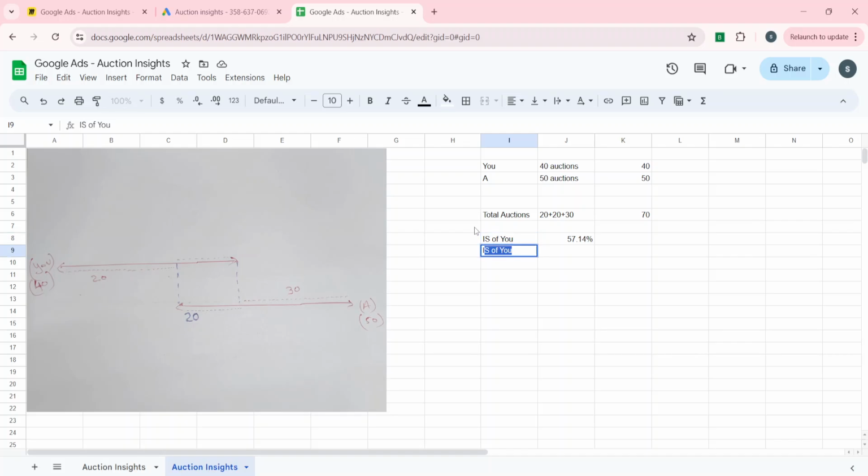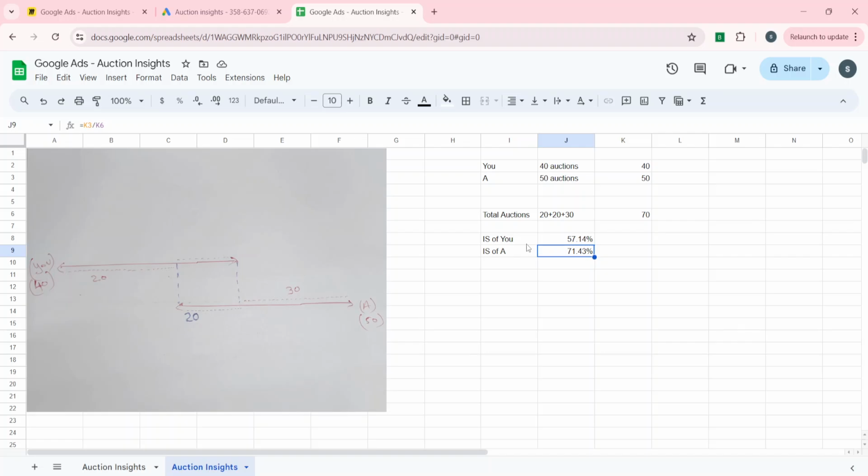And what is the impression share of advertiser A? Let's again calculate 50 divided by 70, in percentage form. So 71% is the total impression share of A. You are getting me right? That is how to calculate impression share. All these calculations are not available anywhere on the internet, so I am explaining them so that you will understand these calculations and metrics very clearly.